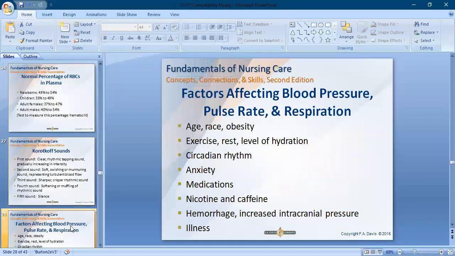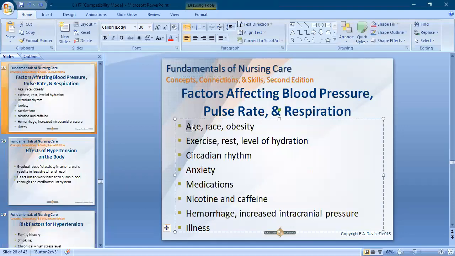This is called the factors affecting blood pressure, pulse rate, and respiration. I'm going to go a little bit faster right now to finish the PowerPoint. If you do not understand, just stop me and I will explain more. So, factors affecting blood pressure, pulse rate, and respiration.